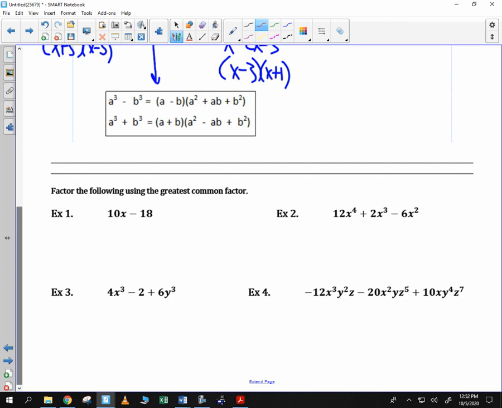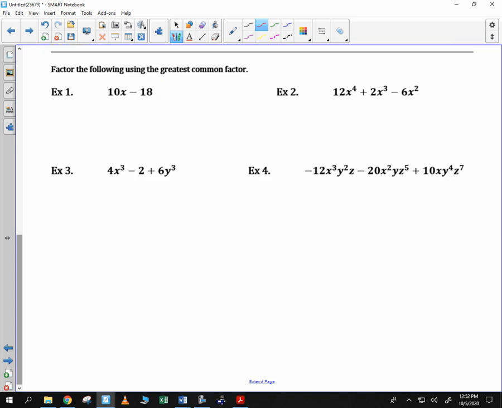Okay, so let's look at this first example. It says factor by using the greatest common factor method. So look at the common factor between these two pieces, and it would be 2. 2 times what is 10x? 2 times 5x is 10x. 2 times what is 18? 2 times 9 is 18. And that is factored.